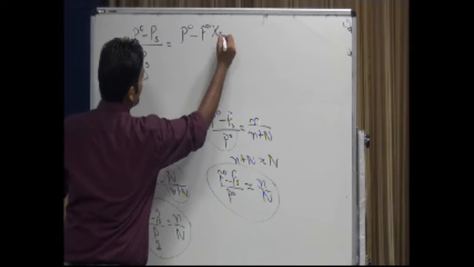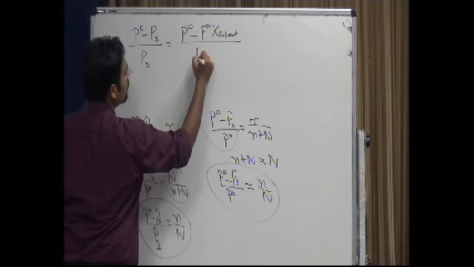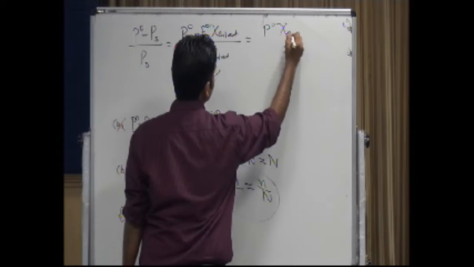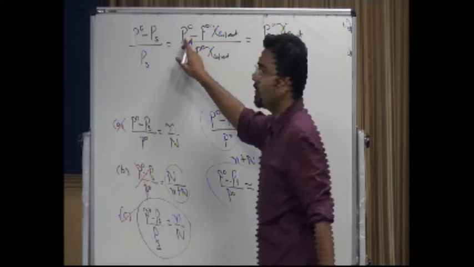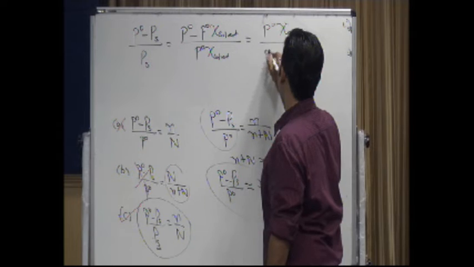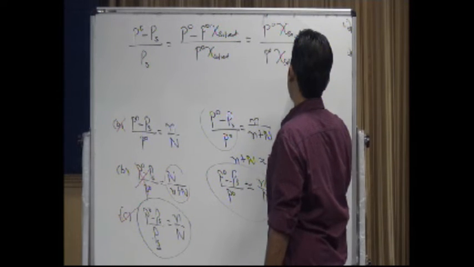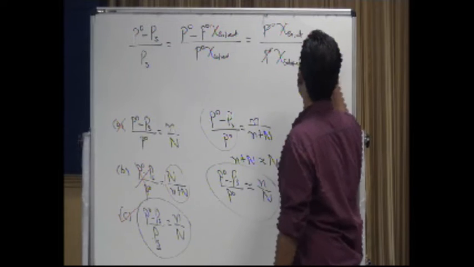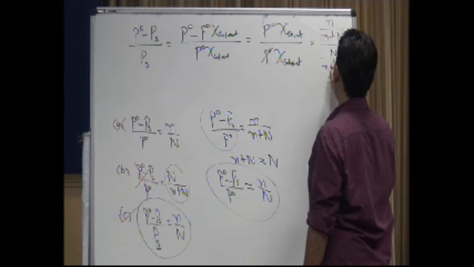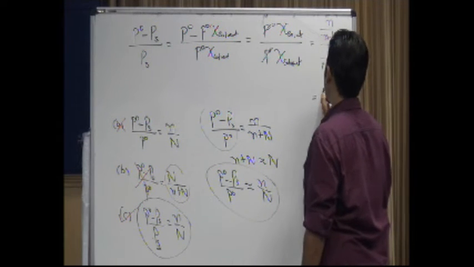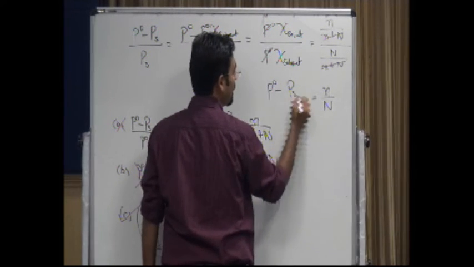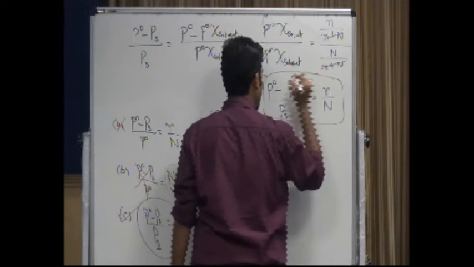But if I apply the formula PS equals P naught into mole fraction of solvent here, it will turn out to be P naught into mole fraction of solute. I'm just skipping one step. I've taken P naught common, it will become 1 minus mole fraction of solvent, so it will become mole fraction of solute upon P naught into mole fraction of solvent. P naught will cancel. Mole fraction of solute is moles of solute divided by total moles, and mole fraction of solvent is moles of solvent divided by total moles. Total moles will get cancelled, which means it will turn out to be small n upon capital N. So P naught minus PS upon PS is small n upon capital N.